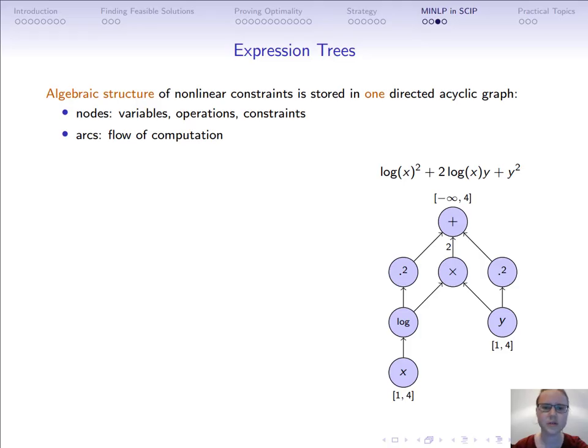These graphs, also known as expression trees, are a convenient way of representing nonlinear expressions, where the nodes correspond to things like variables or operations, and arcs represent flow of computation. Here I have shown an example of a nonlinear expression and its expression tree.